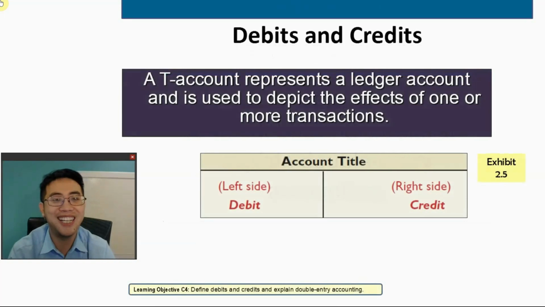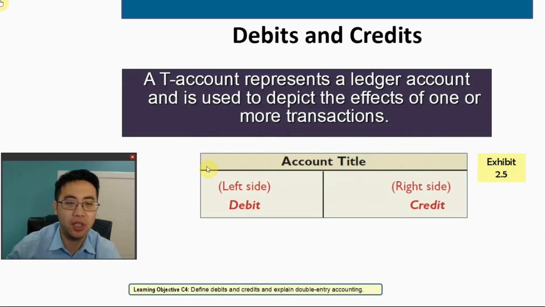So we use a T account. You see this T account has a horizontal line and a vertical line, which makes the letter T. That's called a T account. On the right hand side of the T account, we have a credit, which is a plus, and on the left hand side, we have a debit. But we can't really say everything that gets an increase should be a credit and everything that gets a decrease should be a debit. We will analyze it on a case-by-case basis. The T account represents a ledger account, and it will be used to describe the effects of one or more transactions.